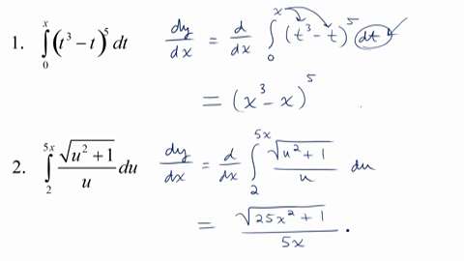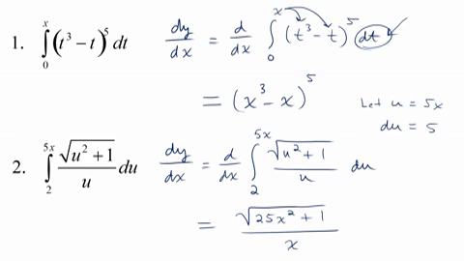If we let u be 5x, then du is the derivative of 5x, or just 5. So we're going to multiply by 5. These 5's divide out, and we're left with the final answer: the square root of 25x squared plus 1, all over x.